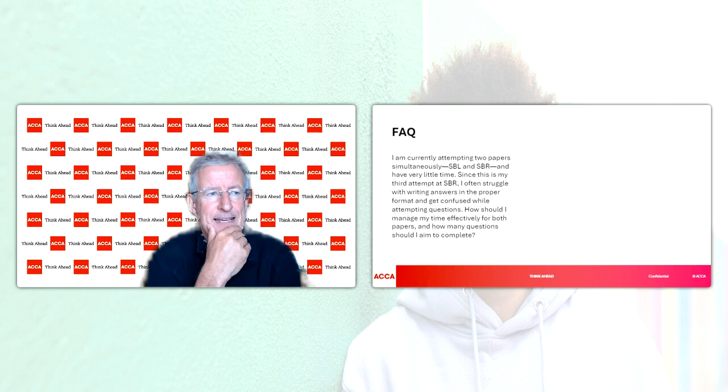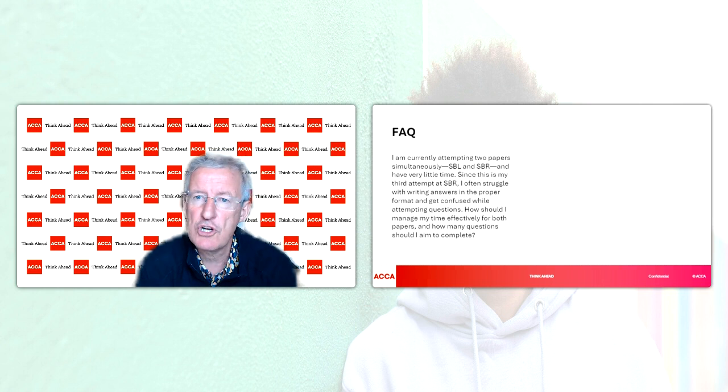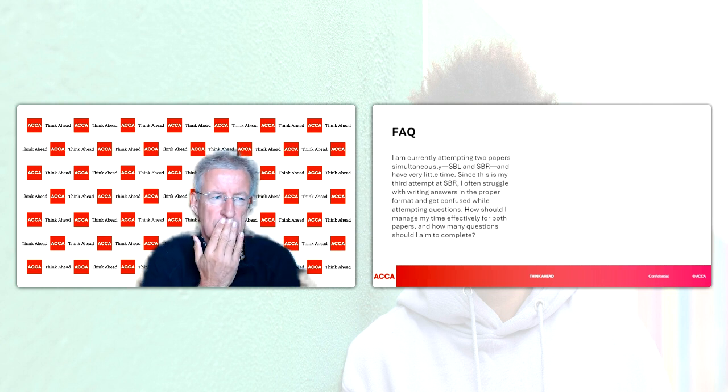I'm currently attempting 2 papers simultaneously. This is my 3rd attempt at SBR. I often struggle. How should I manage my time?